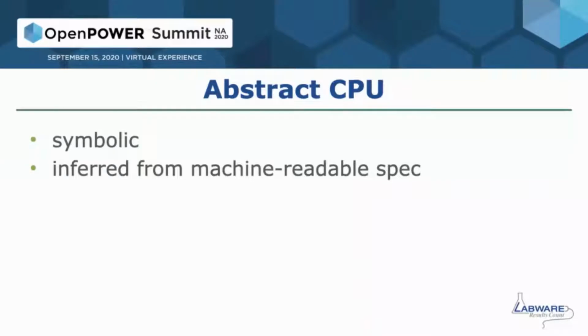I'll go by examples. One general idea is to build an abstract CPU with two distinguishing characteristics. One, I want it to be symbolic. That means its state, the contents of its storage bases, is algebraic formula as opposed to concrete numbers. Two, I want to infer it from a machine-readable spec.